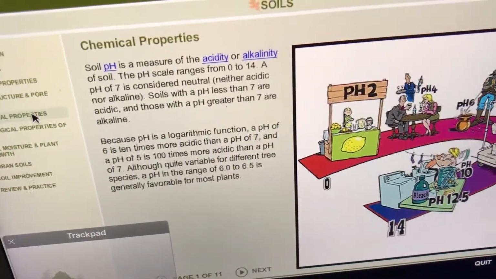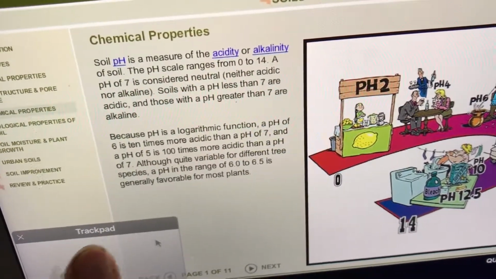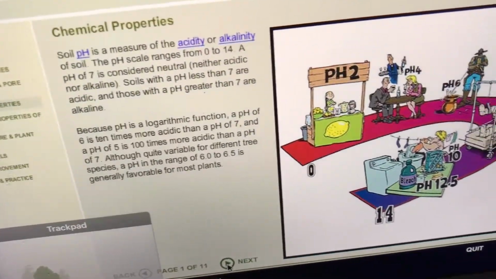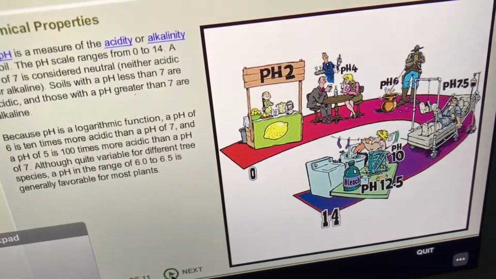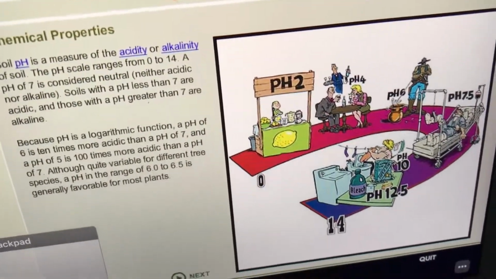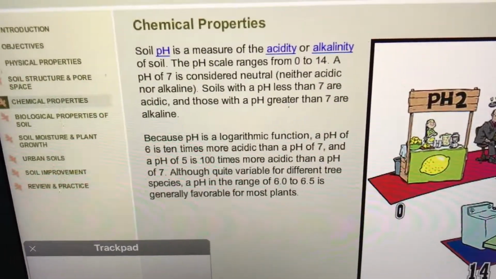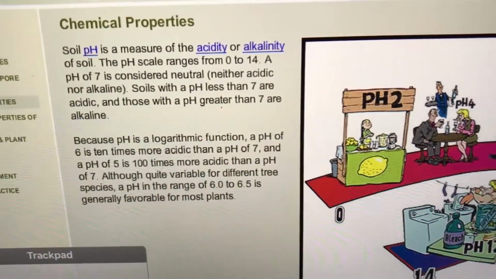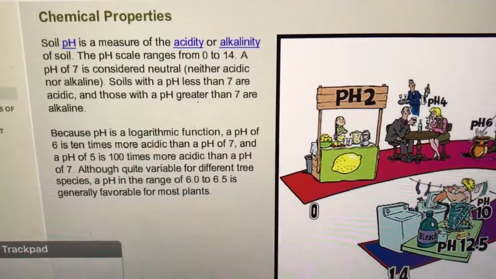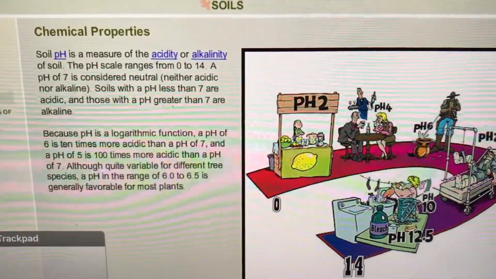Soil pH is a measure of the acidity or alkalinity of soil. The pH scale ranges from 0 to 14. A pH of 7 is considered neutral, neither acidic nor alkaline. Soils with a pH less than 7 are acidic, and those with a pH greater than 7 are alkaline.